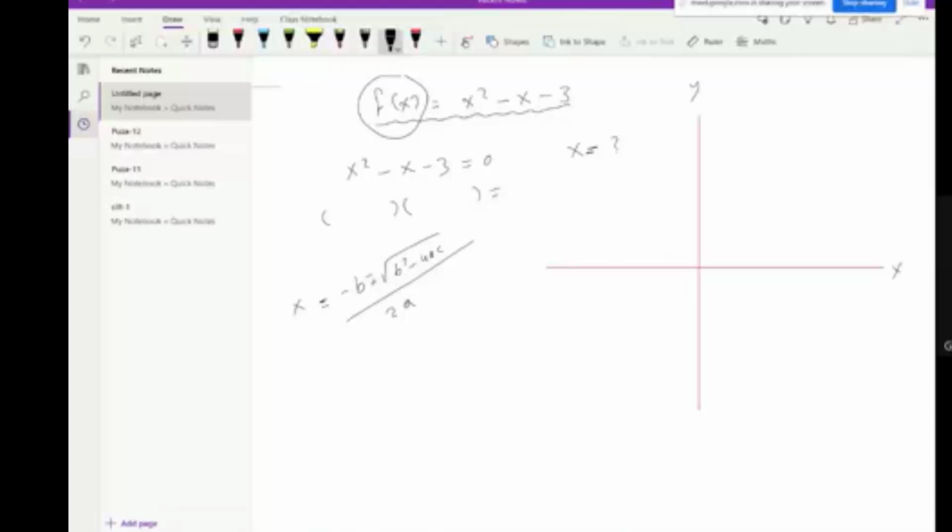Now, the best way or the easy way to solve this is to factor it: x minus 2 and x plus 1. Sorry, let's set this equal to 0. Now either x equals 2 or x equals what? Minus 1.